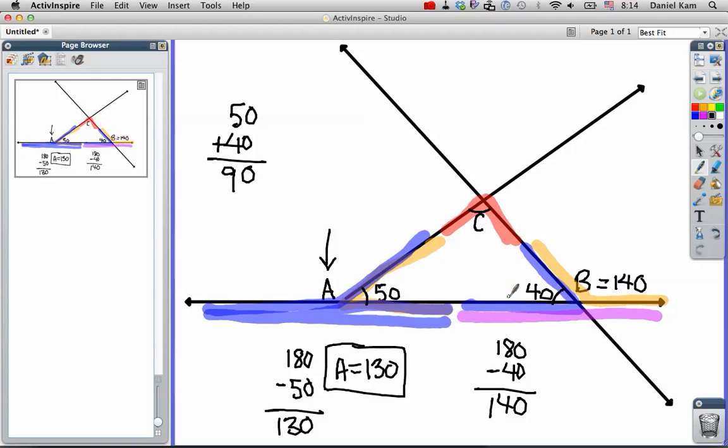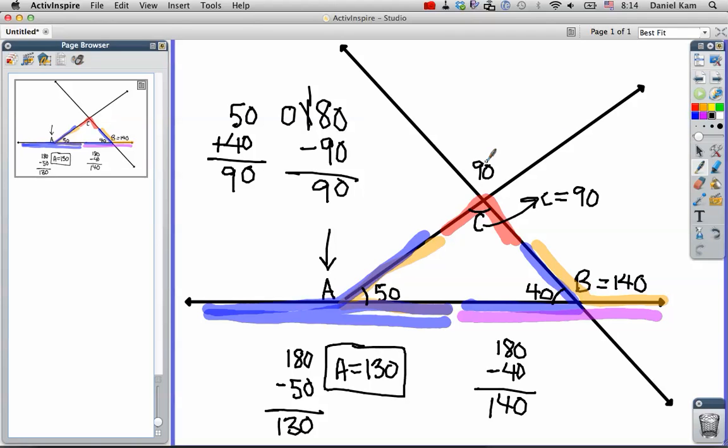So we found these two and they equal 90, so we have to subtract that 90 from 180. So we go 180 minus 90. 18 minus 9 is 9. So we know that angle C also is going to equal 90. And if you remember back to vertical angles, you know that this angle up here is also going to equal 90 because opposite angles of intersecting lines are congruent, or the same.